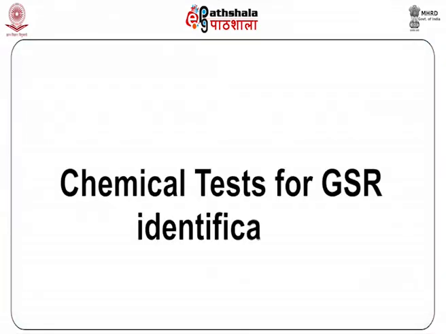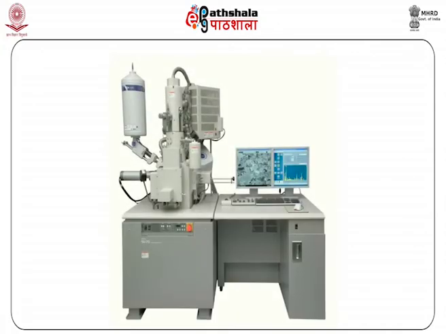Chemical test for GSR identification. In cases where a SEM is not available, the test described can still be used. Excessive caution should be used with the interpretation of any results obtained from these tests as none of them are specific. At best, the results could be presumptive and at worst only indicative.